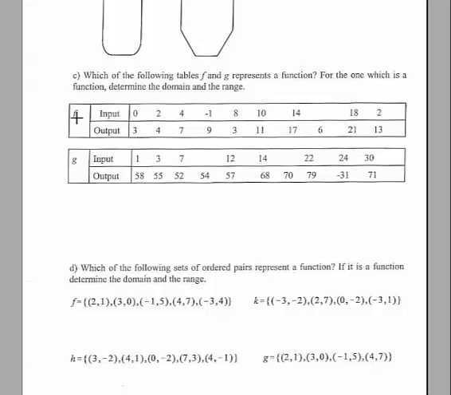Okay, let's take a look at F. We see that we have an input 0 and 3. Okay, 0 is assigned to 3. 2 is assigned to 4. 4 is assigned to 7, and so on. If you look over here, we don't have anything assigned to a 6 here, and that's okay. That doesn't violate our definition of a function. We're only worried about the input, so basically what we're looking for is an input that repeats.